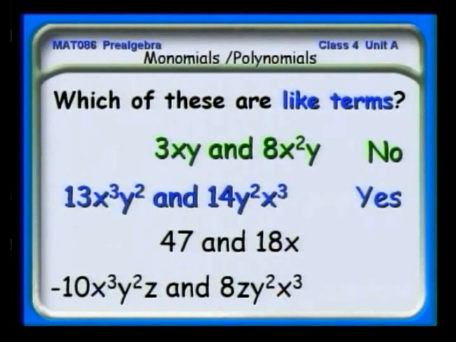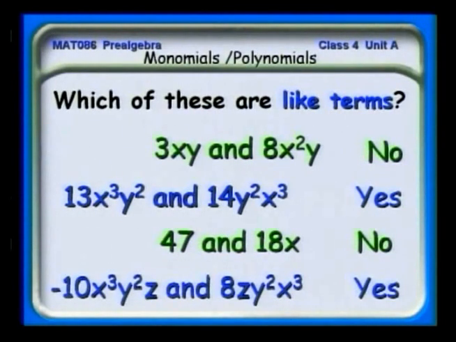47 and 18x. No. What about minus 10x cubed y squared z and 8zy squared x cubed? Again, be careful here. Check the x's, they're both cubed. Check the y's, they're both squared. Check the z, it's to the 1st power in both. So this would be a yes.